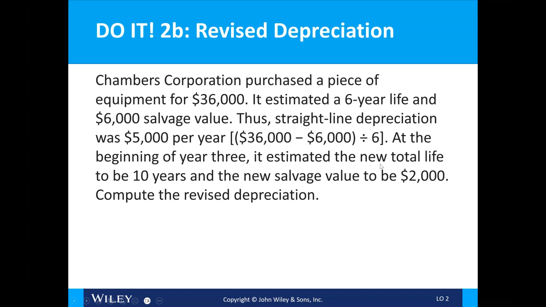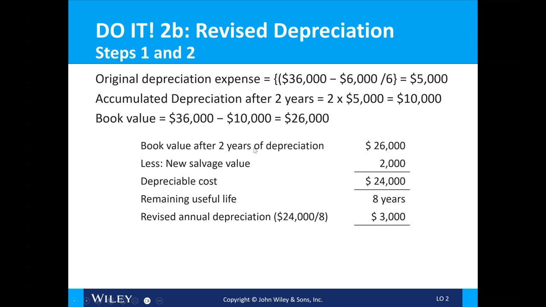At the beginning of year 3, it's estimated the new total life to be 10 years and the new salvage value to be $2,000. So the book value is $26,000, new salvage value $2,000. So our depreciable basis is $24,000. We have a remaining useful life of 8 years, so we have changed the depreciation to $3,000.